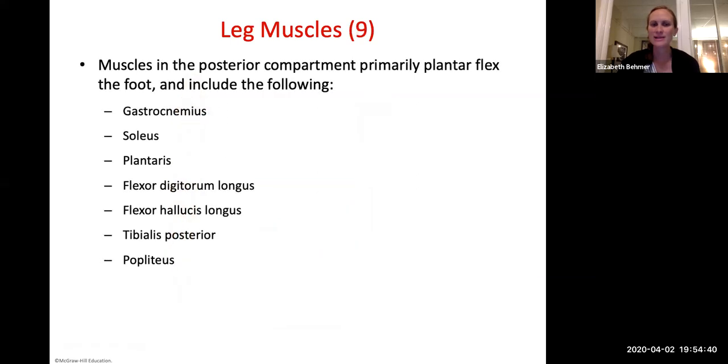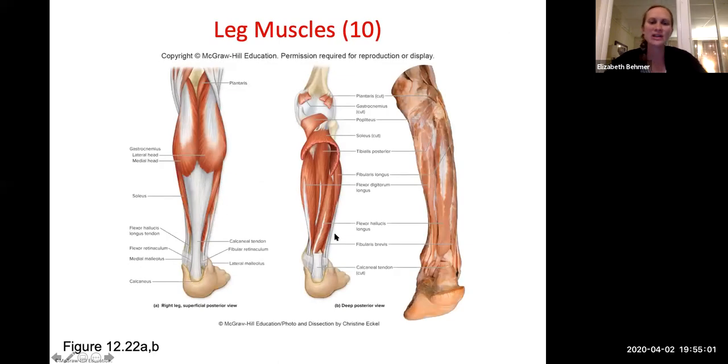And then muscles in the posterior compartment will all plantar flex the foot and include these, your gastrocnemius, your soleus, your plantaris, and then flexor muscles. Tibialis posterior and popliteus is a tiny muscle kind of behind your knee. So your gastrocnemius is your big calf muscle. Your gastrocnemius has a lateral and a medial head to it.